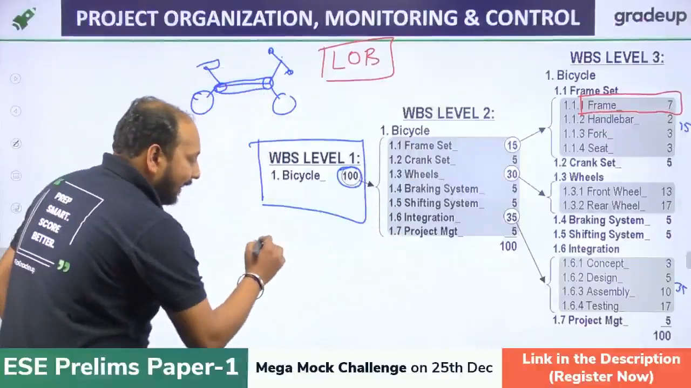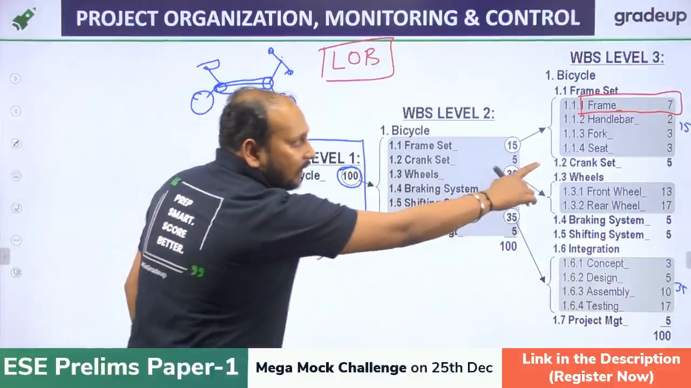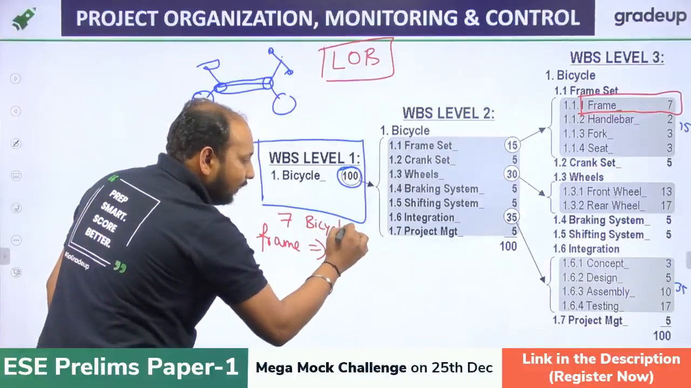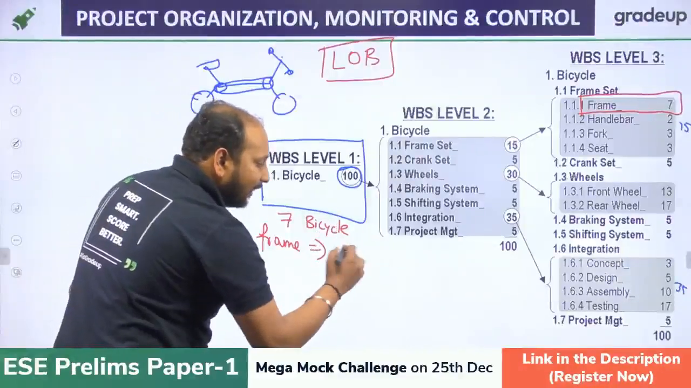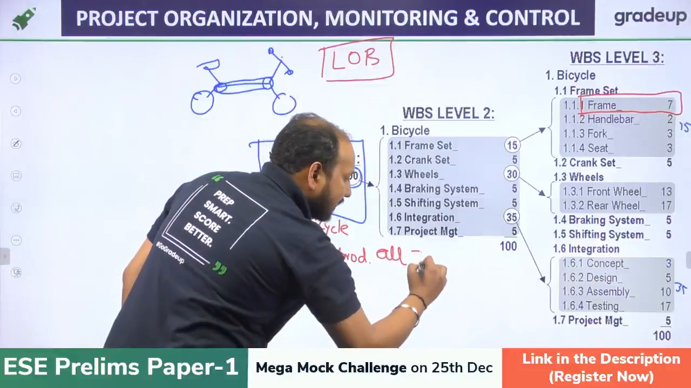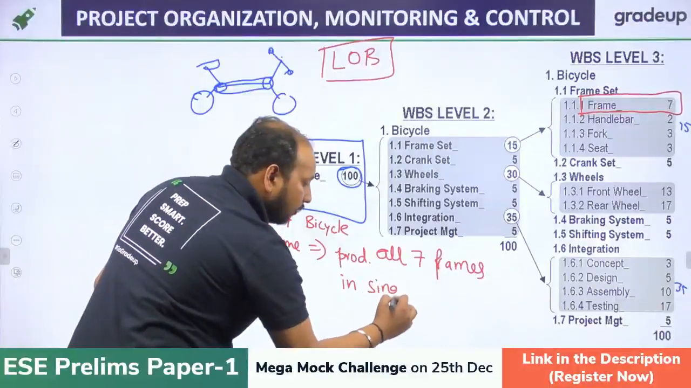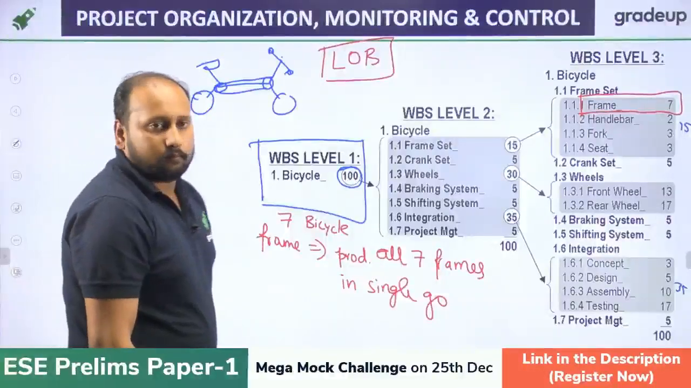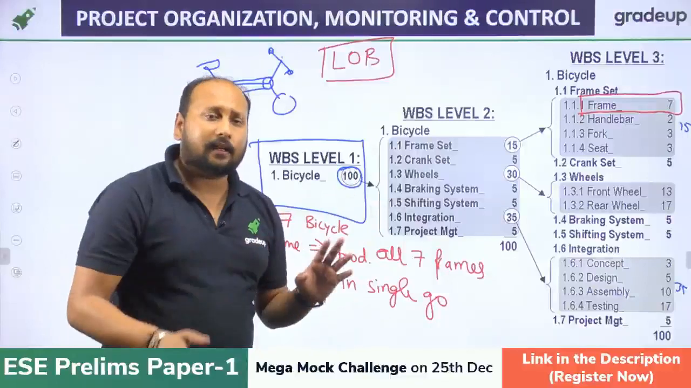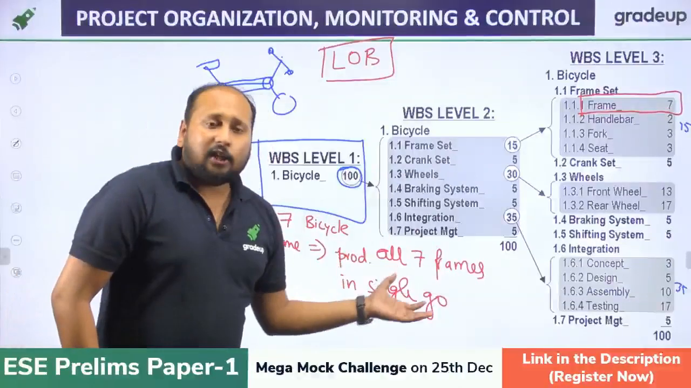So what we do, we collectively procure the frames. For example, you have to produce 7 bicycles. So collectively, you will produce all 7 frames in a single go. Understood? Now I have to manufacture 7 bicycles. For that I need 7 frames. Clear? For each bicycle I am taking 1 frame.